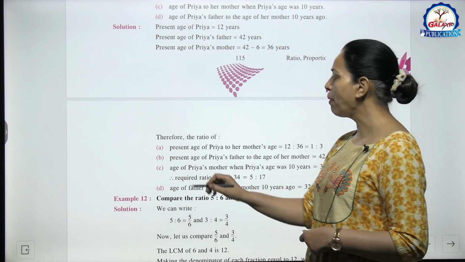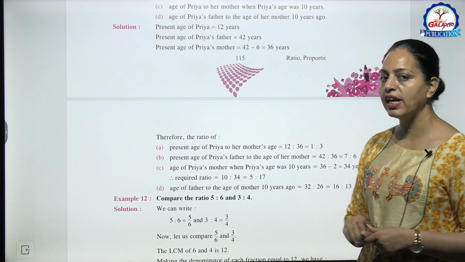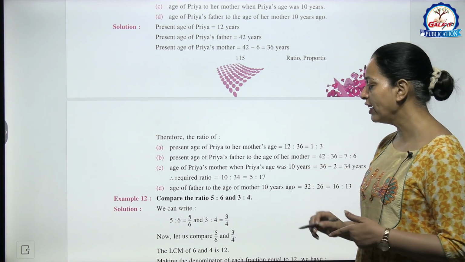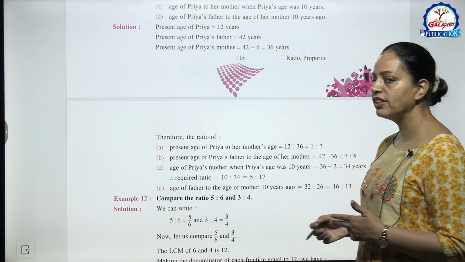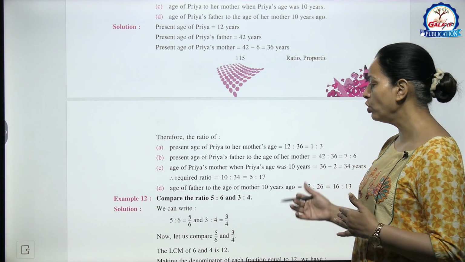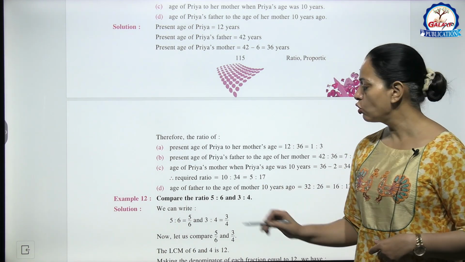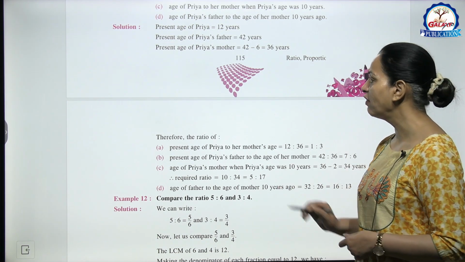Okay. Now C part, age of Priya to her mother when Priya's age was 10 years. If Priya's age is 10 years, means 2 years back, then mother's age is 34 years because now she is 36. So before 2 years she was 34. So 10 is to 34, cut the numbers, 5 is to 17.